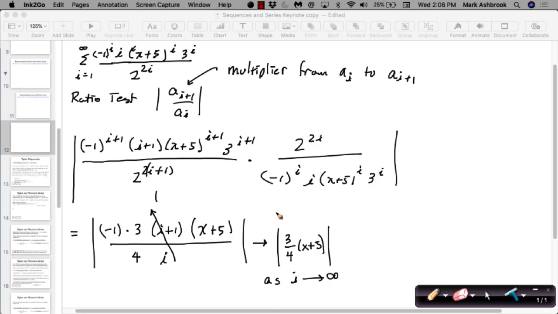So what needs to happen for this series to converge then? In order for the series to converge, this thing must be less than 1, right? This is like r in a geometric series. Because it's like r, it needs to be less than 1 in order for it to converge.